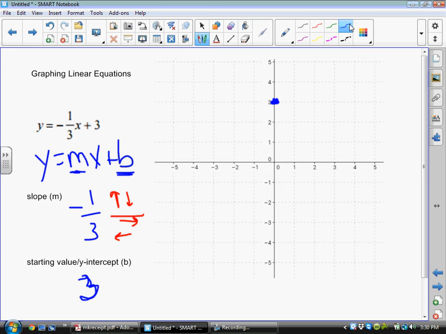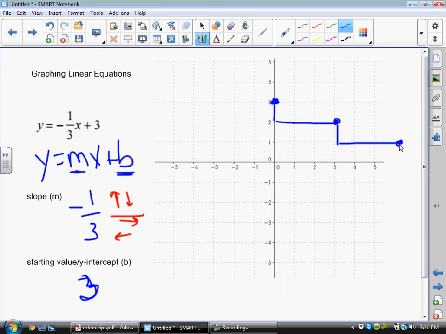Okay? So since we have a negative 1 at the top of our fraction, we're going to go down 1 because it's negative. Okay? So I'm going to go down 1 spot, then I go left or right. Now I have a positive 3, so that's going to go to the right 3. So I go 1, 2, 3. So here's another point. I'm going to do this again. I go down 1 because of the negative 1 on top, and I go to the right 1, 2, 3, a little bit off the graph, but that's okay.